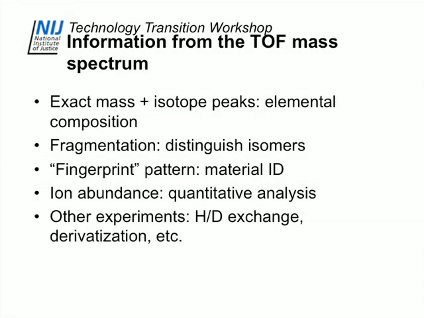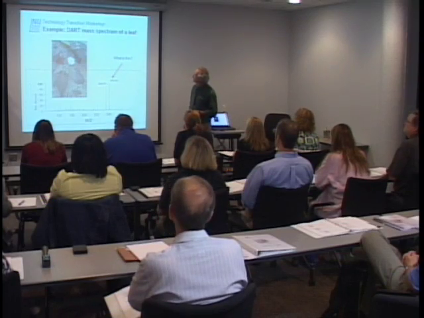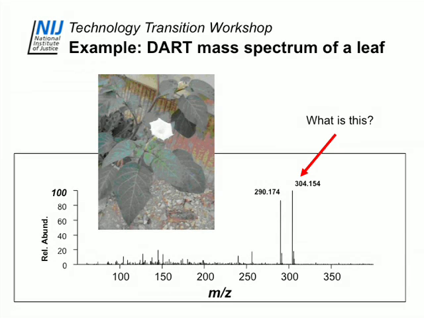The y-axis of all of this is your ion abundance. That's important for quantitative analysis. There are some things you have to watch out for to get good quantitative analysis, but it certainly can be done. And then there are some other crazy experiments that I'll talk about tomorrow, hydrogen to deuterium exchange, derivatization, and things like that can give you other kinds of information about a sample. Let's take the most important of these here, and I'll do this with an example.